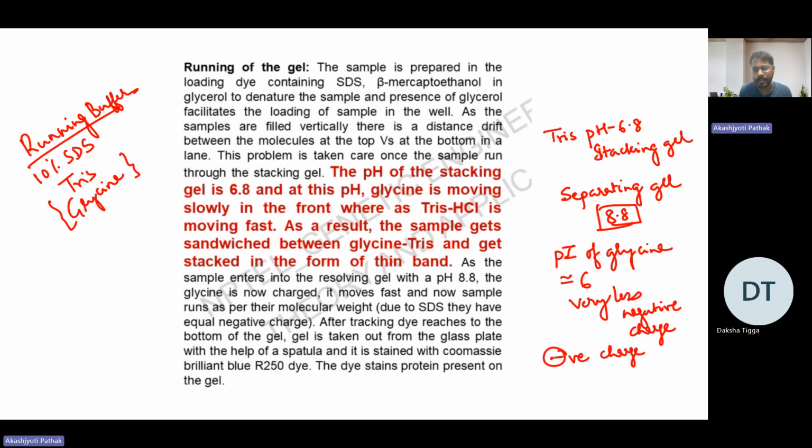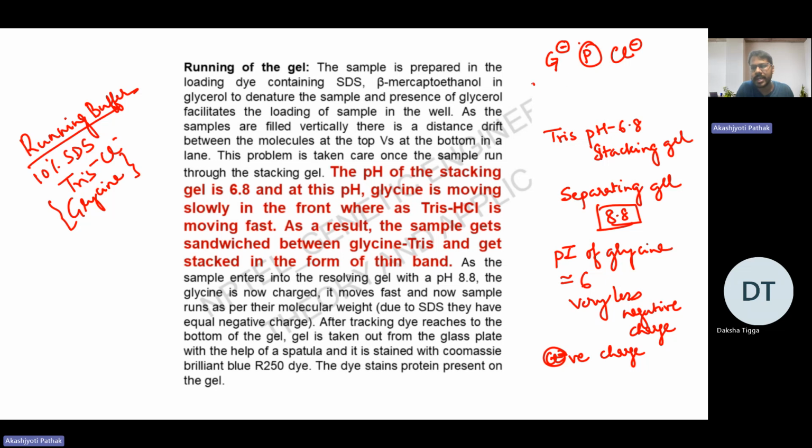Or your chloride ion. Basically, this is your Tris chloride. Okay, the Tris chloride that you add, your chloride has a high negative charge. So what happens? And your protein. So you have three things to understand. First, you have your protein sample. Then you have the glycine molecules, which have a very low negative charge. And then you have your chloride ions. Chloride ion is highly negatively charged.